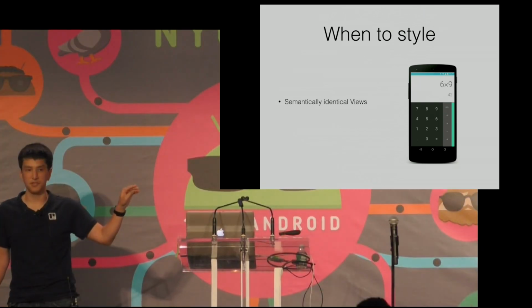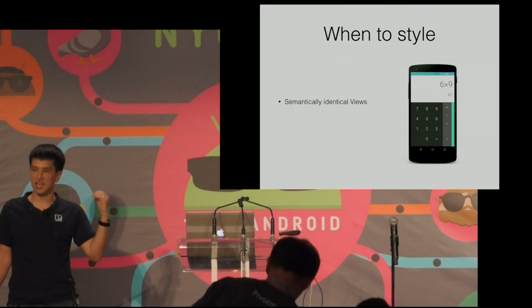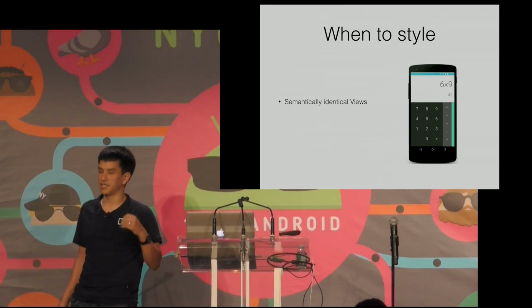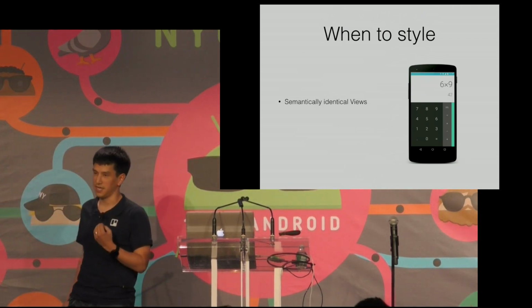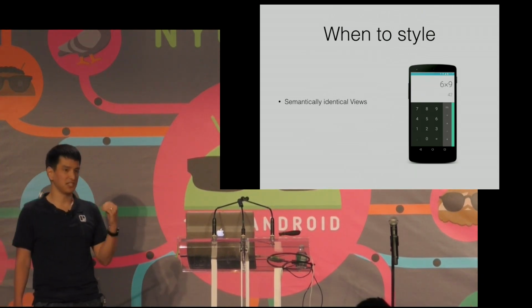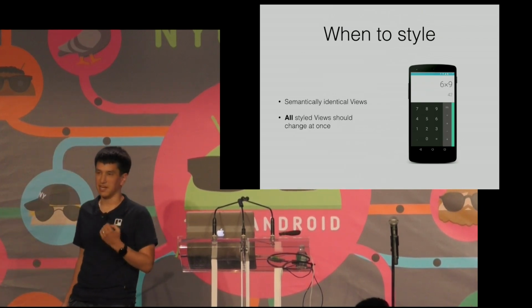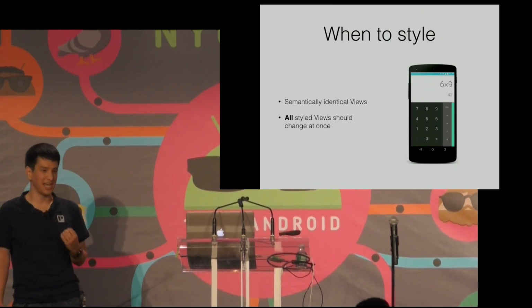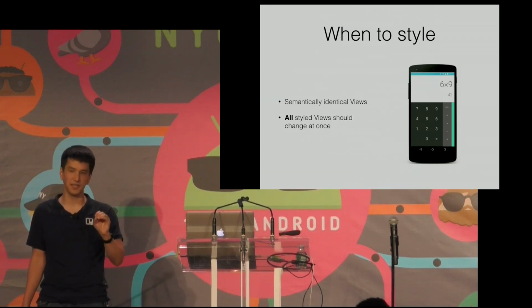If I want to change the color of the buttons, I don't want to have to go through and change 10 different buttons, like change the text color on all 10 of them. What I want to do is just have one style applied to all of them and then be able to change it in one spot. So to put it another way, what I want is for all of the styled views to change at once whenever I change the attributes. So that's the key there: I want everything to move in sync.